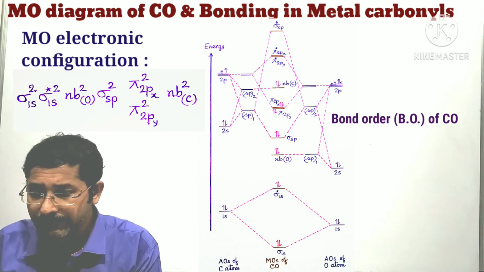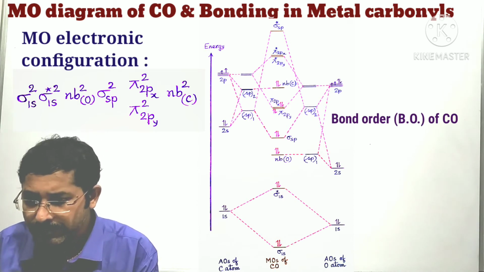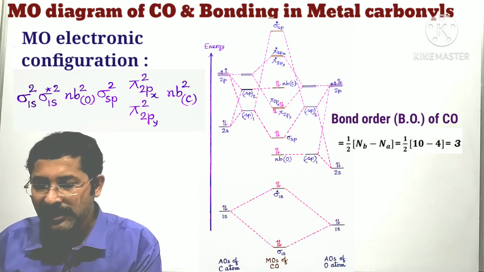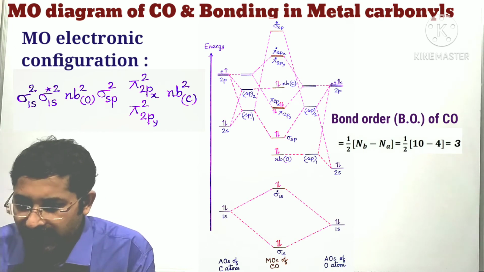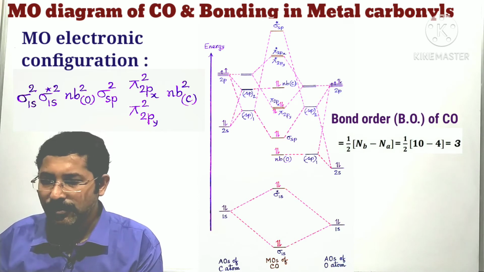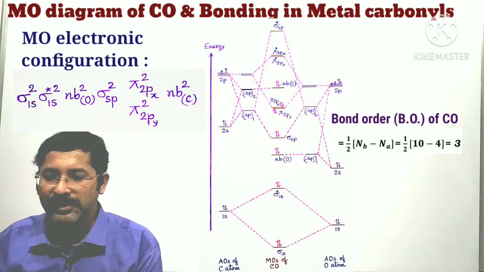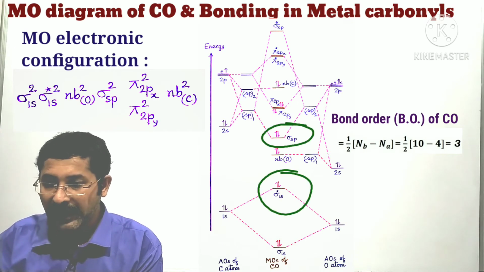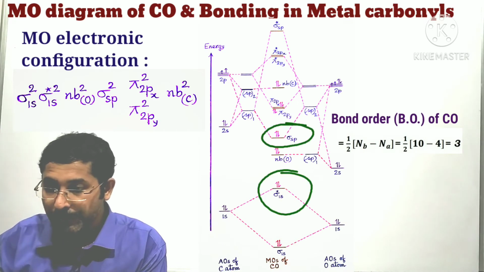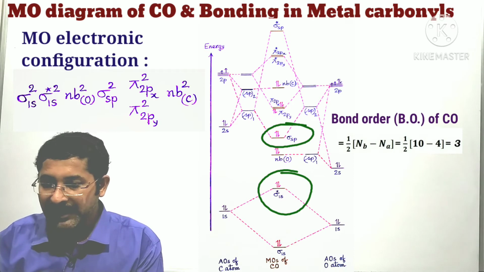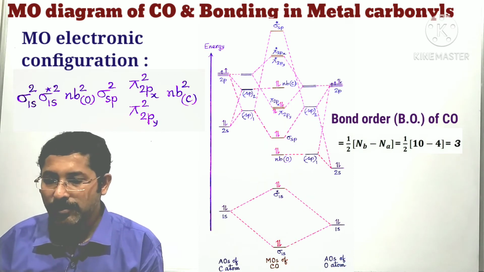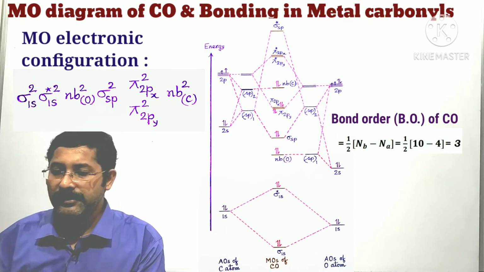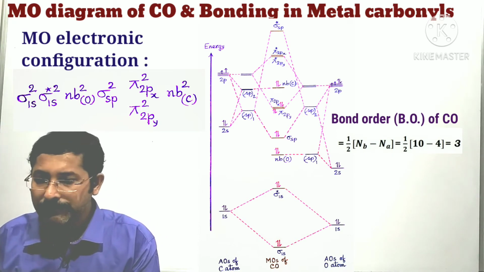So the bond order of carbon monoxide is equal to half into the number of bonding electrons minus the number of anti-bonding electrons, that is half into Nb minus Na, that is half into 10 minus 4. There are 10 bonding electrons and 4 anti-bonding electrons, from this sigma star 1s2 and this sigma sp2. So the bond order is 3. The bond order of 3 is determined from the molecular orbital theory.